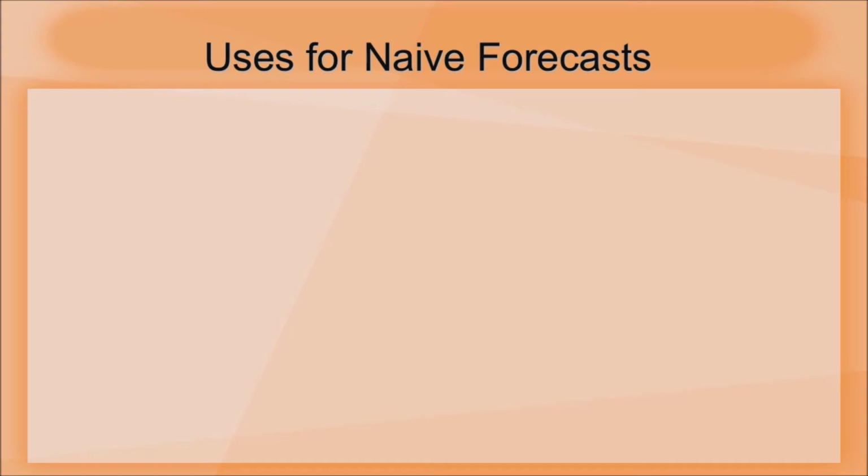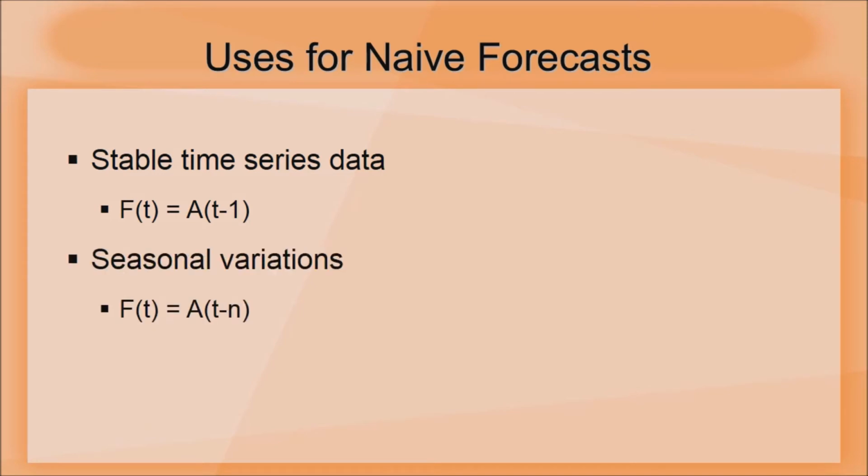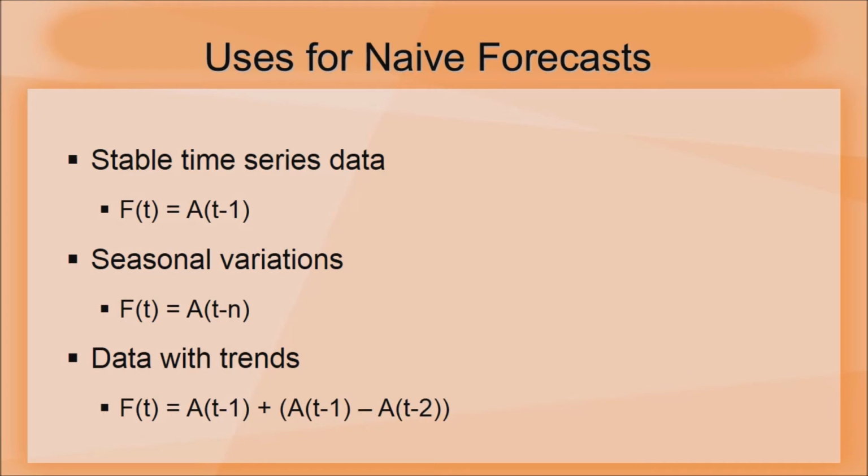Uses for naive forecasts. Stable time series data: F_t = A_(t-1). Seasonal variations: F_t = A_(t-n). Data with trends: F_t = A_(t-1) + (A_(t-1) - A_(t-2)).